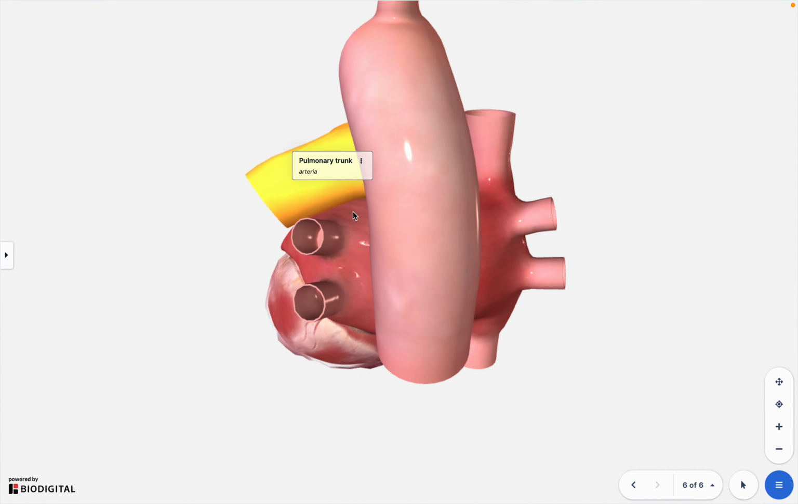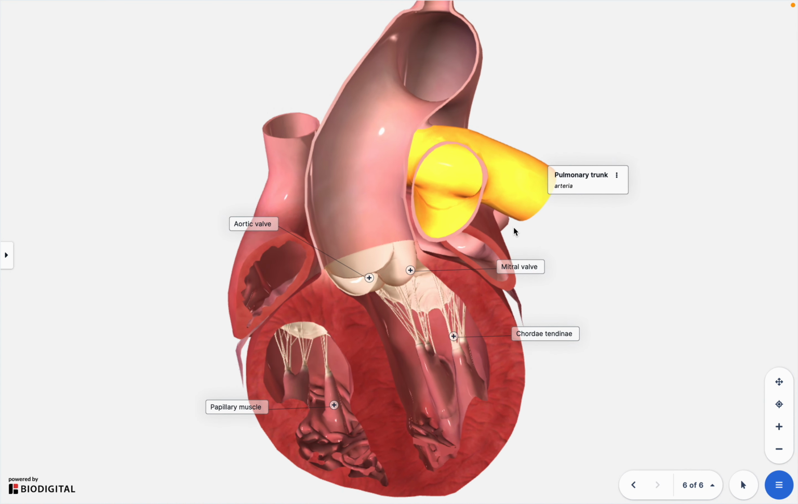The pulmonary trunk will actually branch off and lead to the right and left pulmonary arteries. Now, it's worth noting that most of the time when you're talking about the body, arteries carry oxygenated blood while veins carry deoxygenated blood. This is an exception where the pulmonary artery actually carries deoxygenated blood.